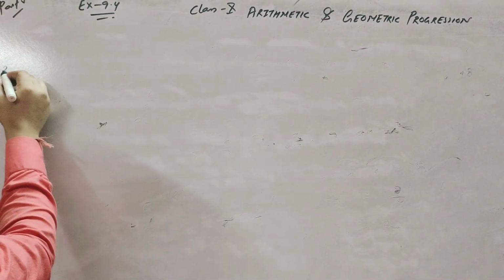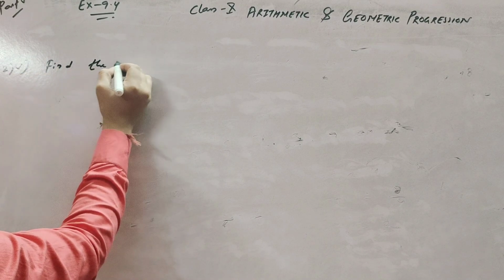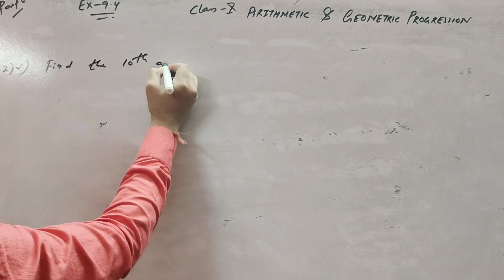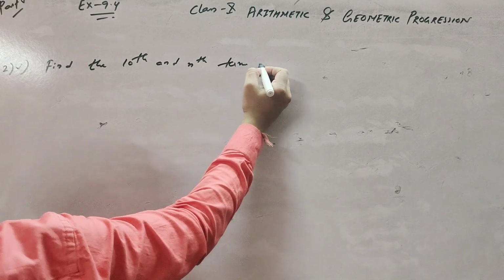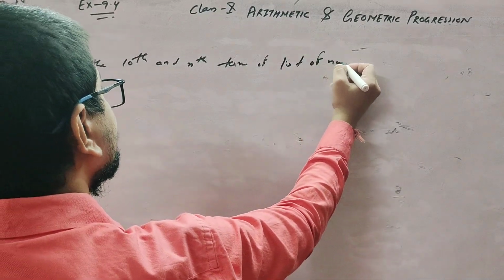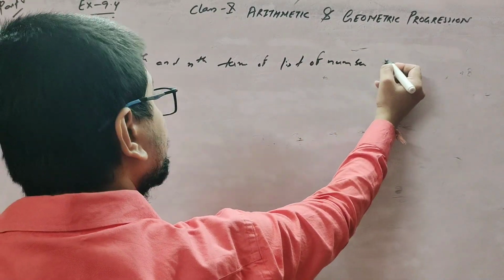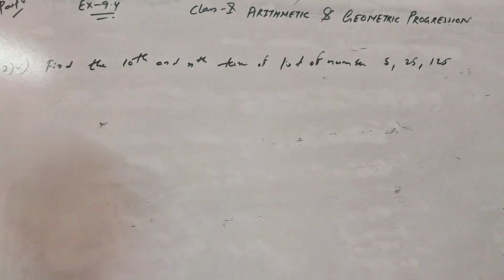Question number 2, subpart 5. Find the 10th and the nth terms of the list of numbers 5, 25, 125. Find the 10th term and the nth term.